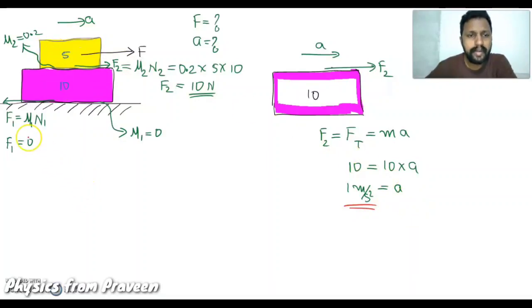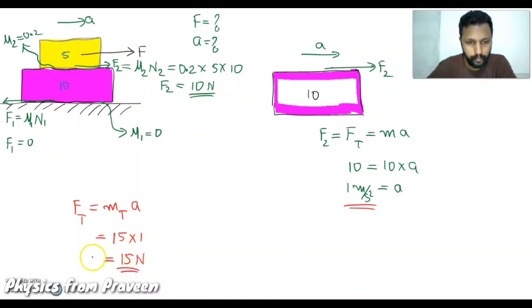Now we know the common acceleration and there is no opposing force. Therefore, we can write the total force will be the total mass into acceleration. What's the total mass? Total mass is 10 plus 5, that is 15, into acceleration, that is 1. Therefore, 15 Newton is the total force. The total force is 15 Newton. Therefore, hope you have understood this situation.